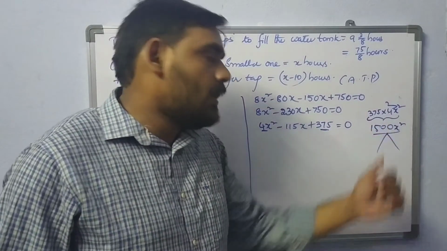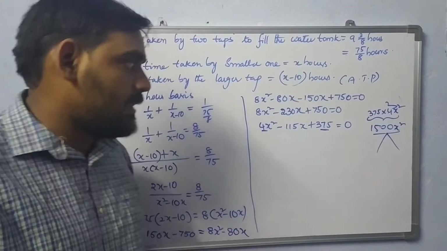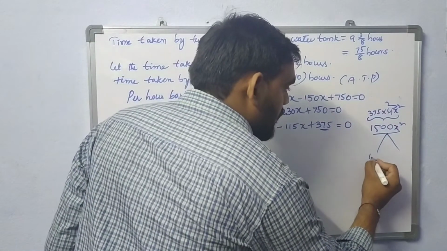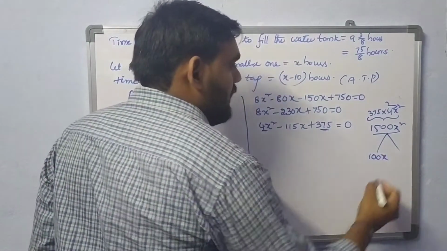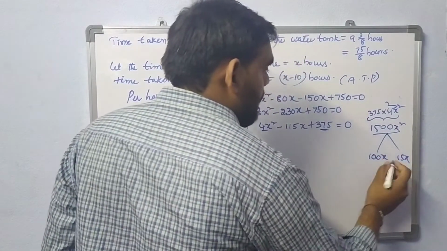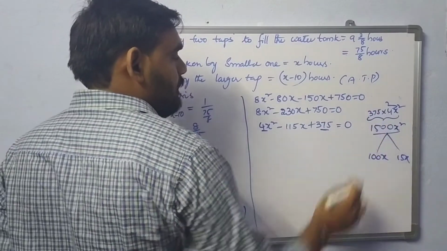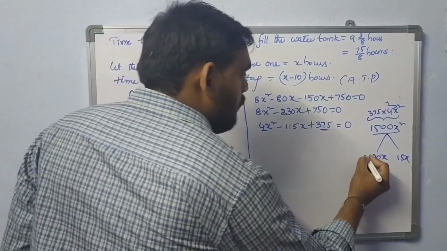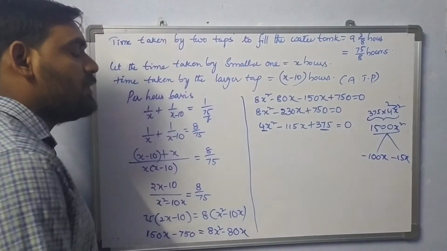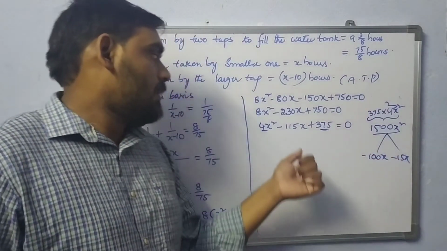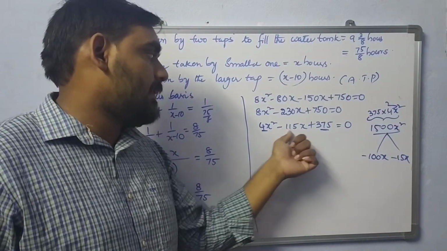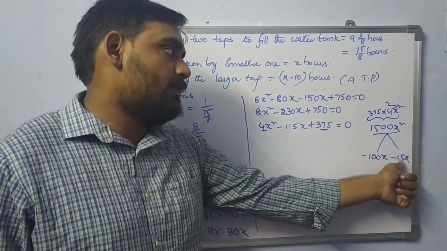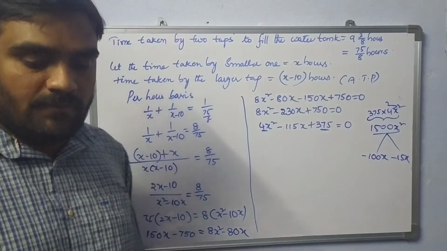So if you take prime factors for this one, we can write 100x and 15x. 100 plus 15 is 115, and the product is 1500 x square. Both we need to give minus. Why do I have to give minus? When I give minus for both terms, minus into minus is plus, and minus 100x plus minus 15x gives us minus 115x.